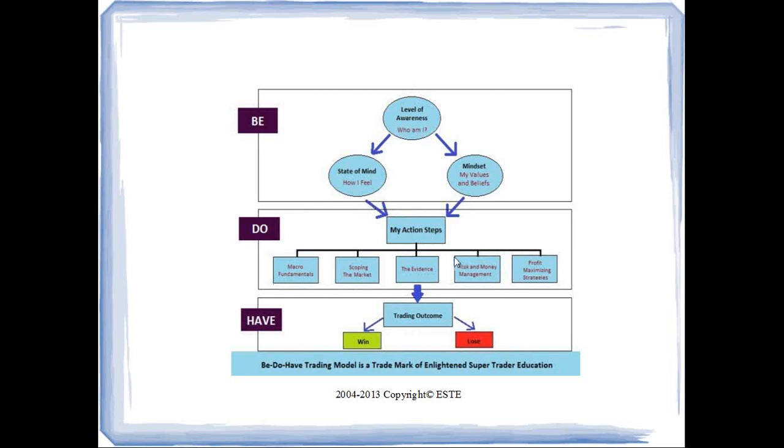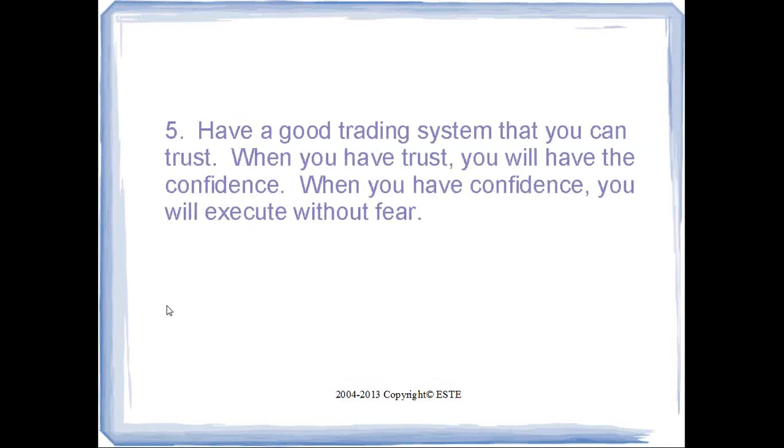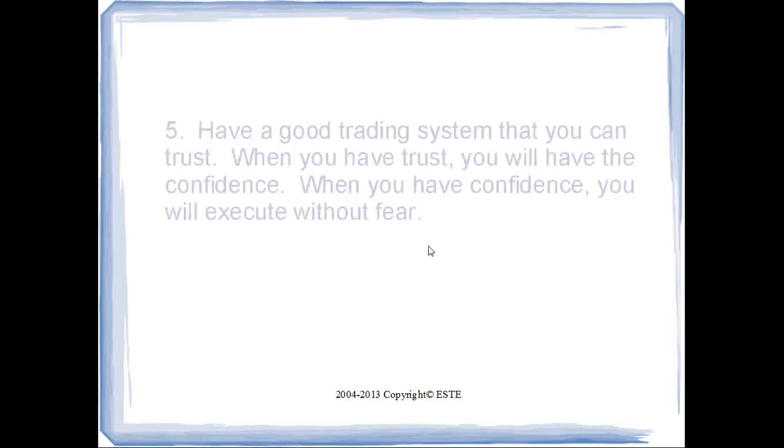These are my 5 simple action steps that I do in terms of the market. The money, I don't even look at the money aspect. If I could follow this, whatever outcome it's going to be, that should be the end result. Money should come. This will be the process. If you do the process right, man, this is how you can maintain consistency in the marketplace. Next, you need to have a good trading system that you can trust. When you have trust, you will have the confidence. When you have the confidence, you will execute without fear, guaranteed.